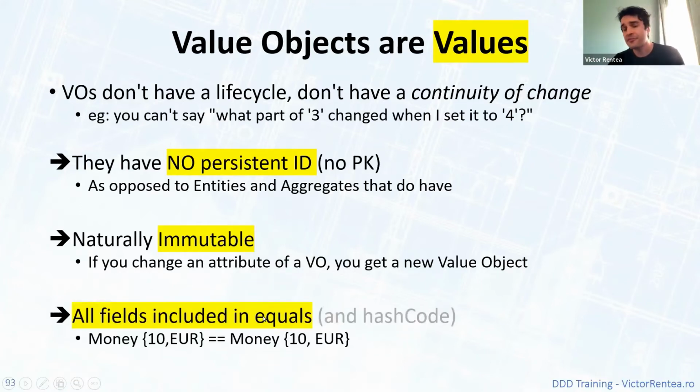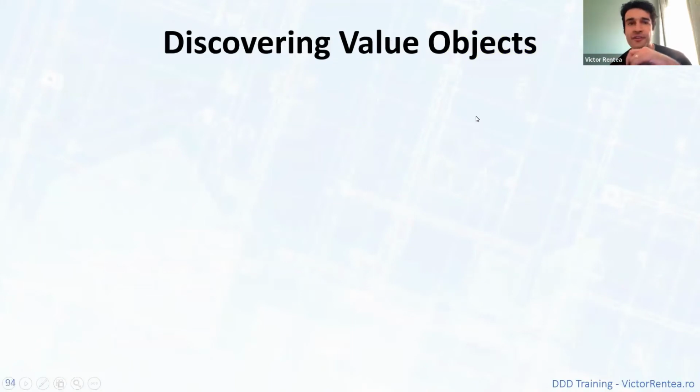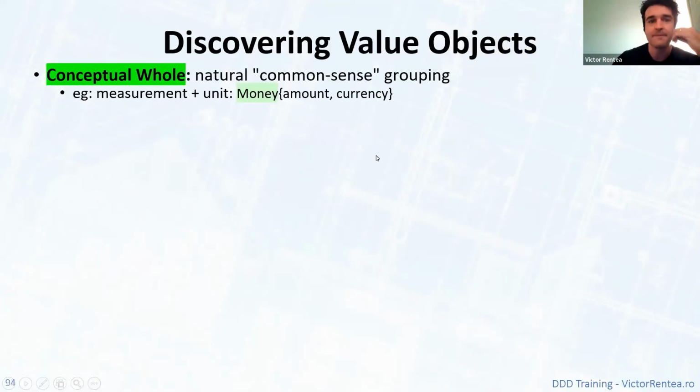And another interesting thing is that in their hash code and equals, we include all the attributes of that object, right? Now, how do we discover value objects? That's really fascinating. Pay attention.